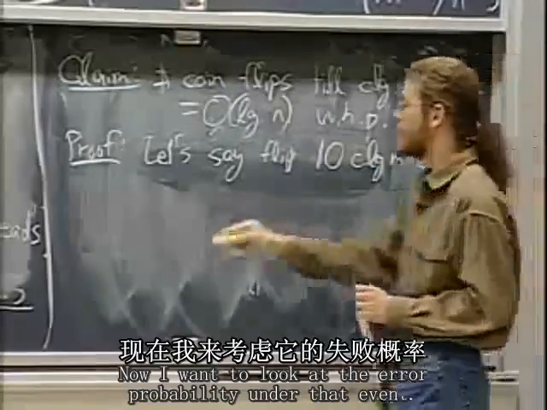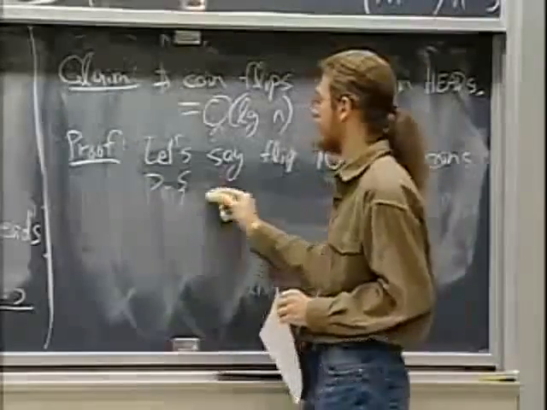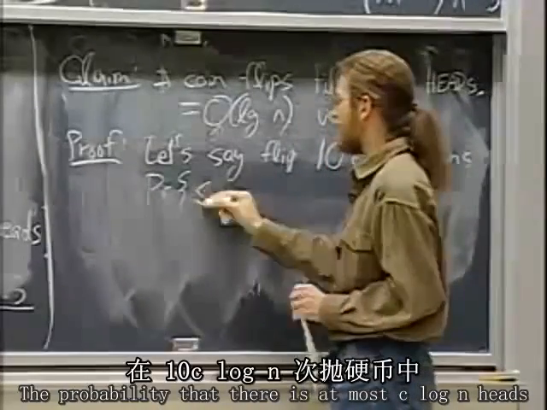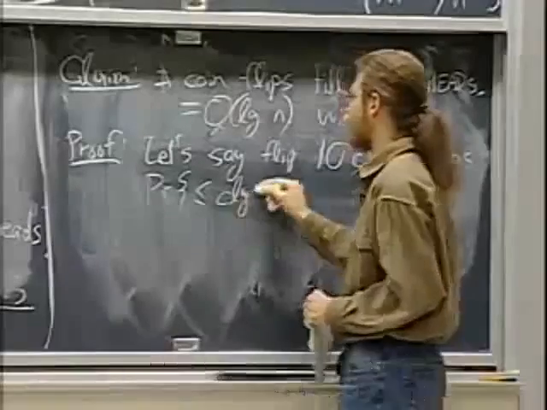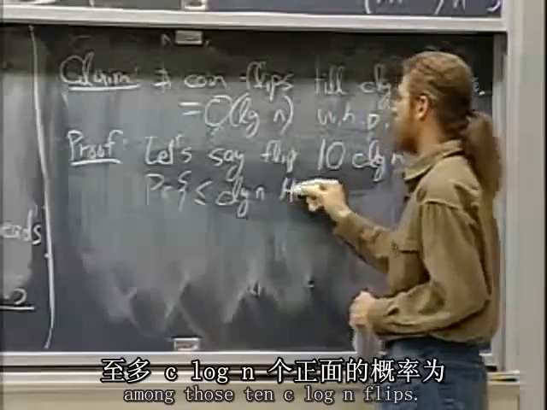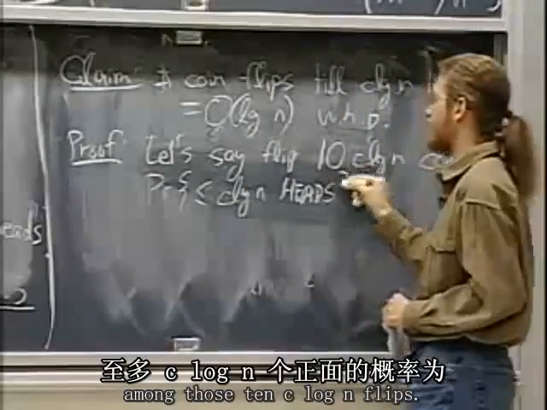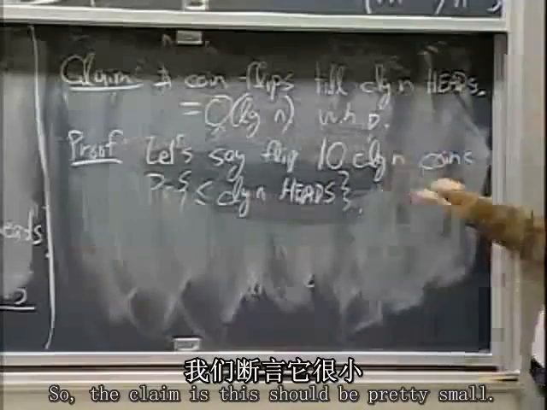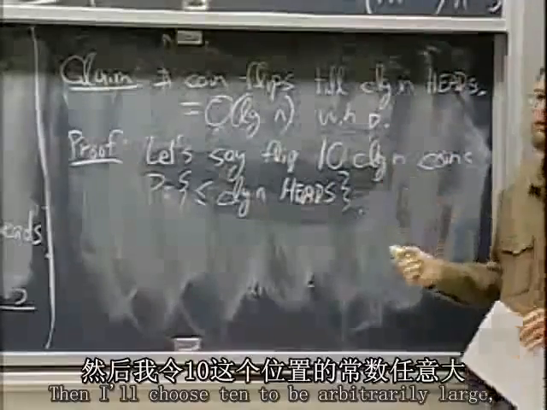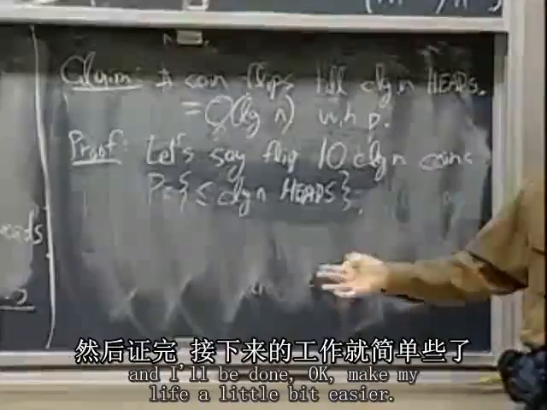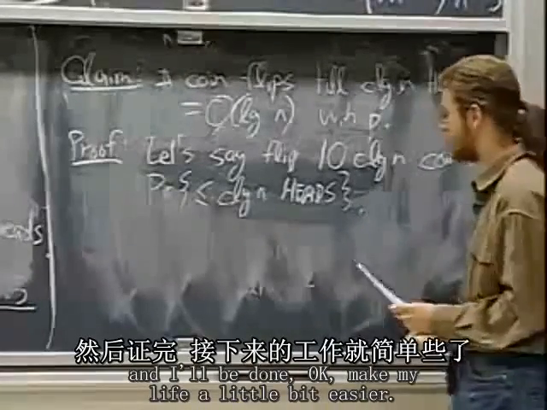Now I want to look at the error probability under that event. Probability that there's at most C log n heads among those 10 C log n flips. So the claim is this should be pretty small. It's going to depend on 10. Then I'll choose 10 to be arbitrarily large, and I'll be done. Okay? Make my life a little easier.